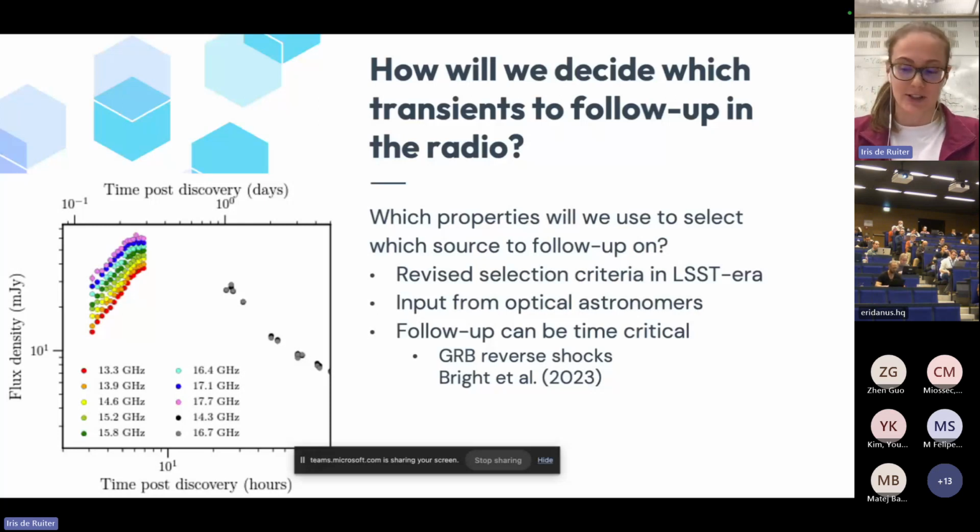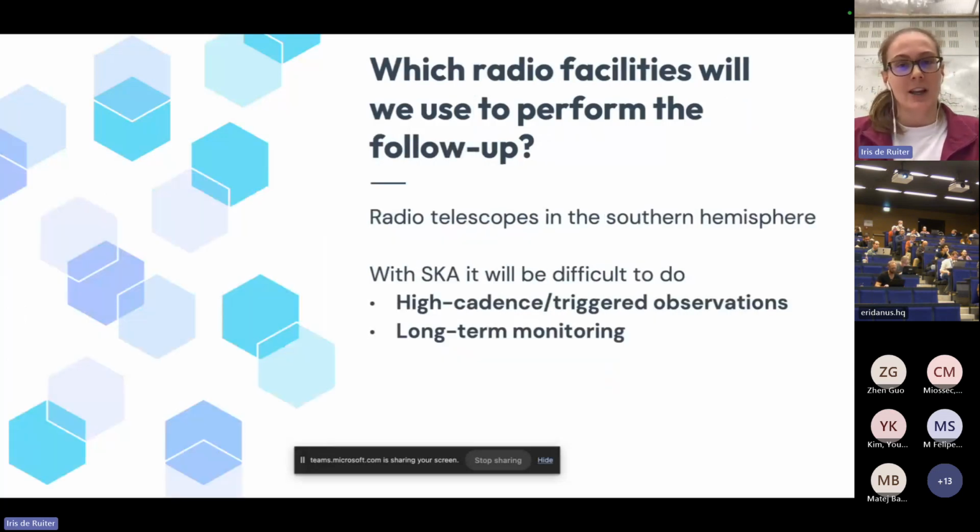Another point I want to make is that we have to think about which transients to follow, but also about how to follow them up. Which radio facilities will we actually use to perform this follow-up? Hopefully, if you think of radio telescopes, especially in the southern hemisphere in the near future, you think of the SKA, the Square Kilometre Array, which will consist of 2 parts in South Africa and Australia.